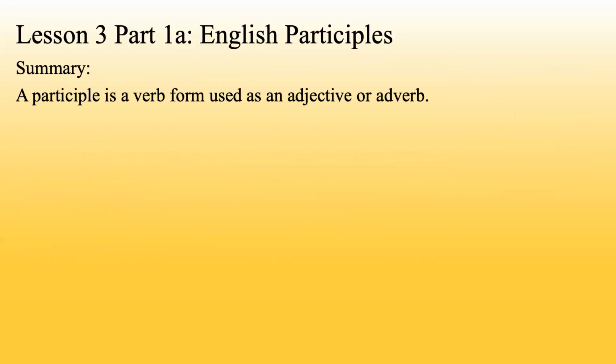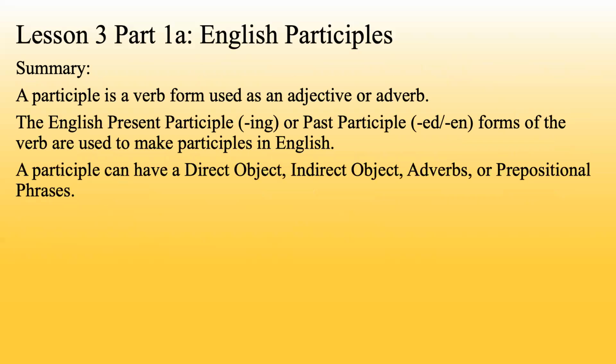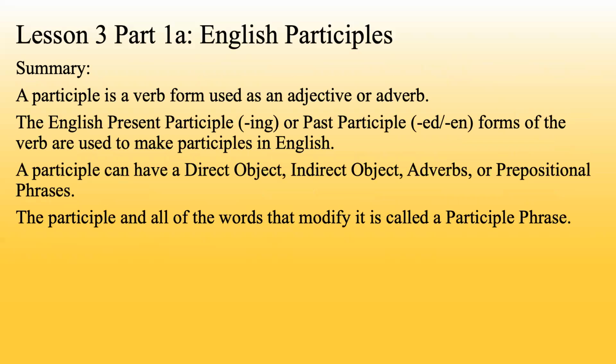Summary. A participle is a verb form used as an adjective or adverb. The English present participle, the ing form, or past participle, normally ed or n forms of the verb, are used to make participles in English. A participle can have a direct object, indirect object, adverbs, or prepositional phrases. The participle and all the words that modify it is called a participle phrase.